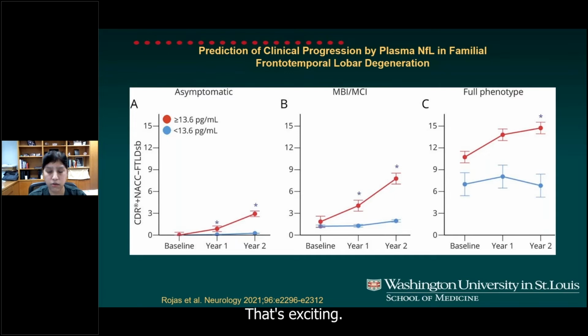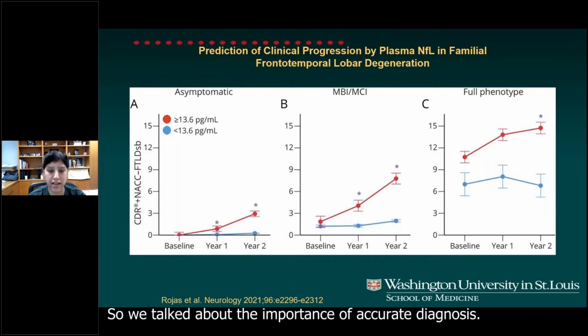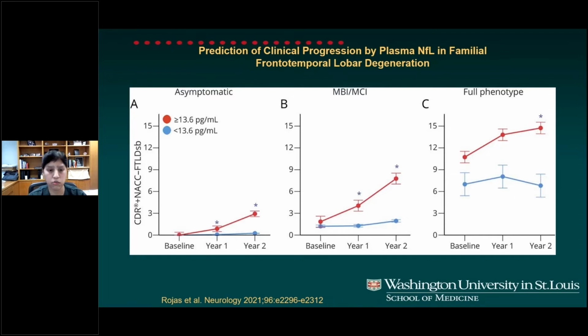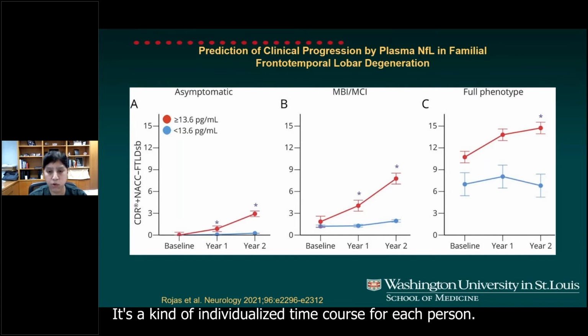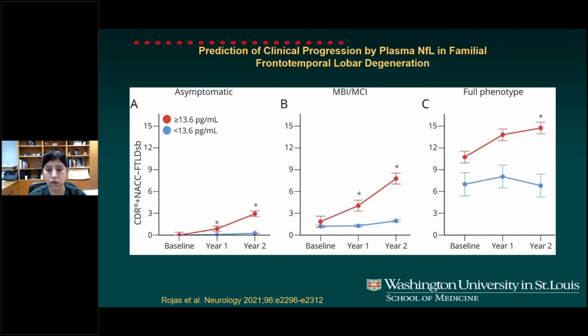That's exciting, right? So we talked about the importance of accurate diagnosis. Almost all of you want to know what comes next, and we haven't had great tools for that. We've been able to say that the disease progresses, a kind of individualized time course for each person. Now, because of those of you who've already contributed blood work to our studies, we can start thinking about what those numbers tell us on day one that inform us about what we can expect in years 1 and 2. So that's the importance already of a blood draw.